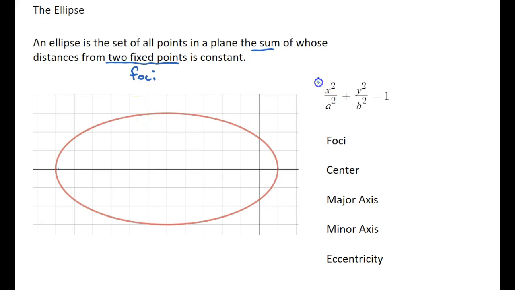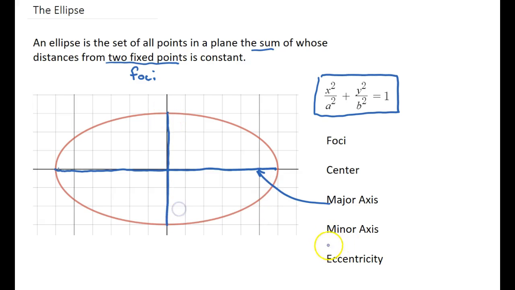Now you want every equation to graph an ellipse to look like that. It's going to be x squared over a number plus y squared over a number equals 1. It always has to equal 1, okay? And let's talk about the different parts of an ellipse. The long axis is called the major axis. So there's your major axis. The short axis is called the minor axis. And where they intersect is the center.